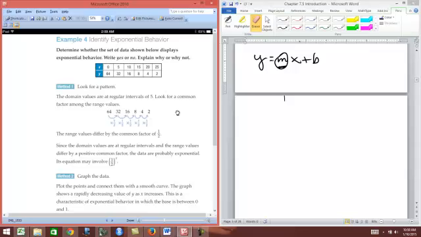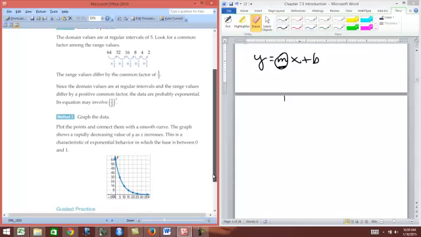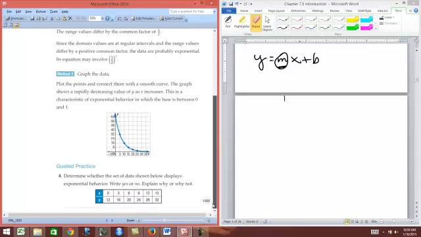So that's one way to find it. Then method 2 is to graph the points and see if it looks exponential, decay in this case. So you could do that starting at 64 and then down to 2. Now, guided practice number 4.